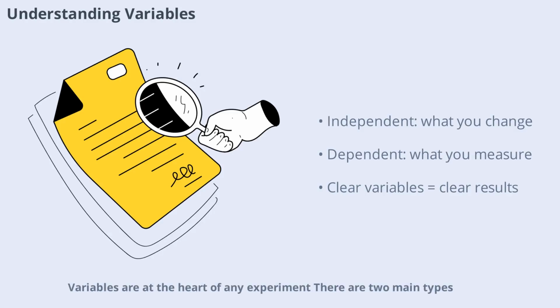Variables are at the heart of any experiment. There are two main types: independent and dependent variables. The independent variable is what you change or manipulate, while the dependent variable is what you measure as a result. For example, if you're testing how sunlight affects plant growth, the amount of sunlight is the independent variable, and plant growth is the dependent variable. Identifying your variables clearly helps you design a focused and effective experiment. Next, let's talk about the importance of control groups.